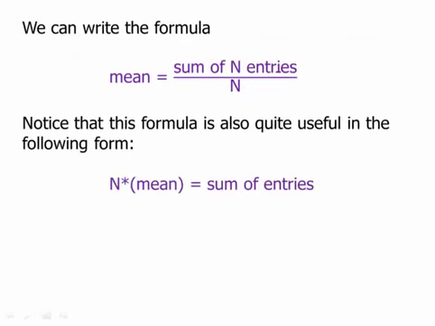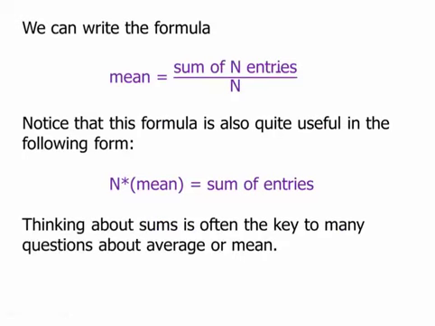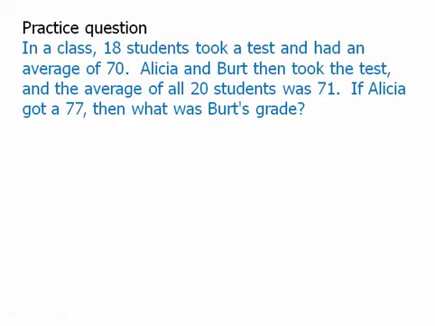Notice that this formula is also quite useful in the following form. If we multiply both sides by n, we get n times the mean. In other words, the number of people on the list times the mean has to equal the sum of the entries. Thinking about sums is often the key to many questions about average or mean. So this second form, it's really underappreciated how powerful it is. For example, here's a practice question. Pause the video and then we'll talk about this.